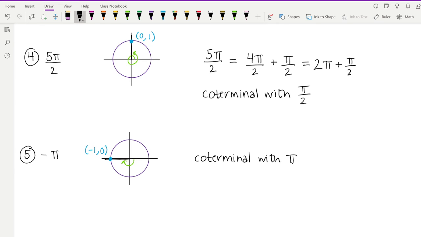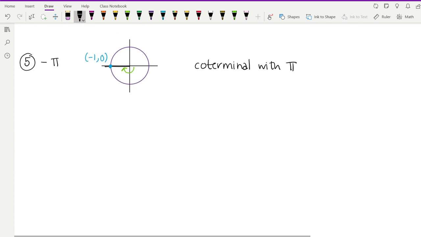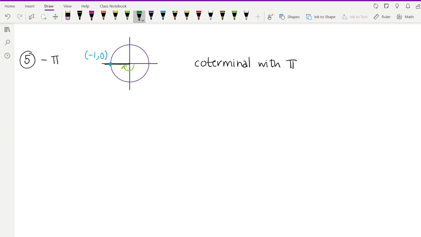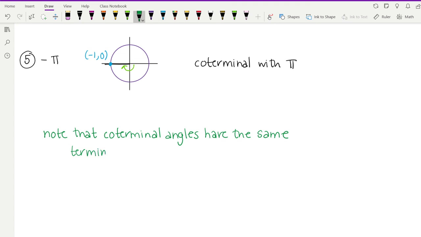with the angle pi. And then let me just write down that fact that I just told you, because like I said, this is going to be really important moving forward. Note that coterminal angles have the same terminal point. And that's just because they show up at the same part of the circle, they have the same terminal side, right? So if they have the same terminal side, they must have the same terminal point.